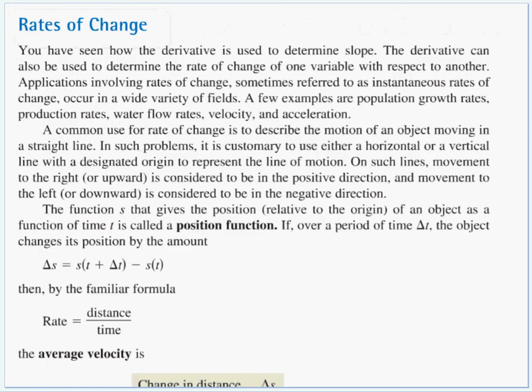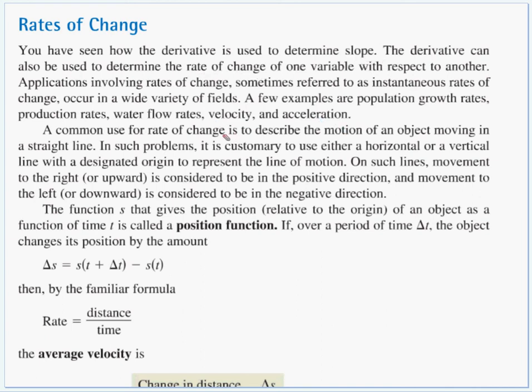Now this leads into the last two examples, rates of change. You've seen how the derivative can be used to determine a slope. The derivative can also be used to determine a rate of change of one variable with respect to another. Applications involving rates of change, sometimes referred to as instantaneous rates of change, occur in a wide variety of fields. A few examples are population growth rates, production rates, water flow, velocity, and acceleration.